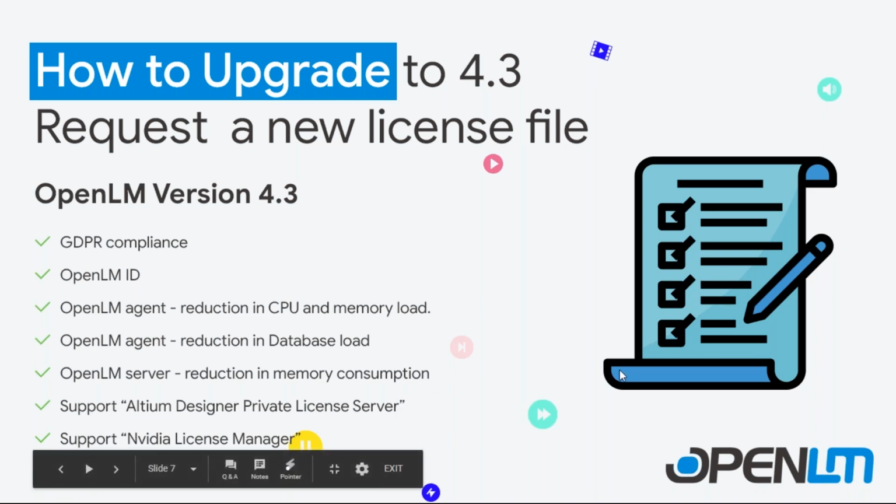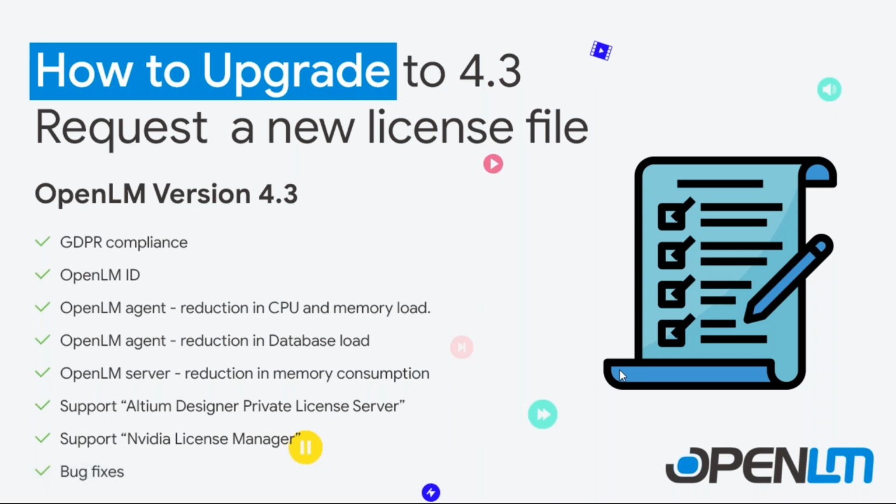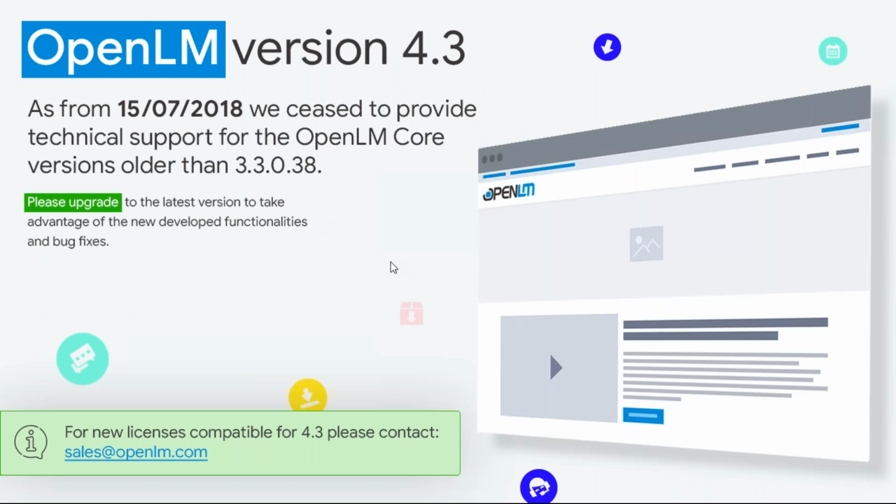And of course, there were many bug fixes, around 130 bug fixes, something like that. We suggest to go install OpenLM version 4.3, but make sure that you get the latest license file. In order to use OpenLM version 4.3, you need a compatible license file to go with that.